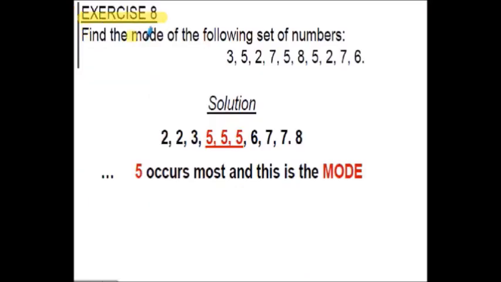Exercise 8 here wants us to find the mode of the following numbers. They're not in ascending order. They don't really have to be for the mode, but it's more convenient to analyse them if they are. So below I put them in ascending order, and when you do, you can clearly see that 5 occurs the most. It occurs 3 times. So in this case 5 is the mode.